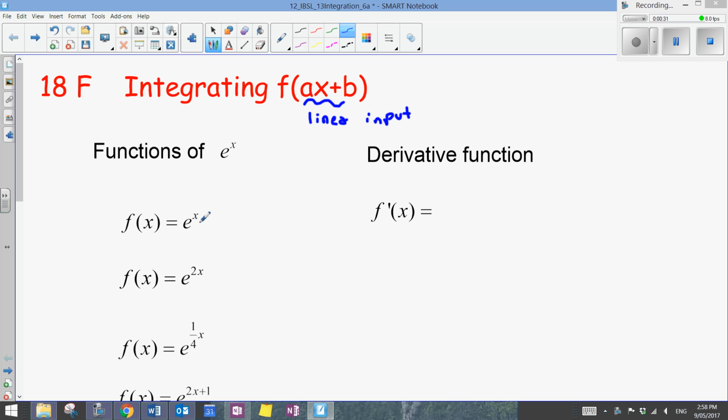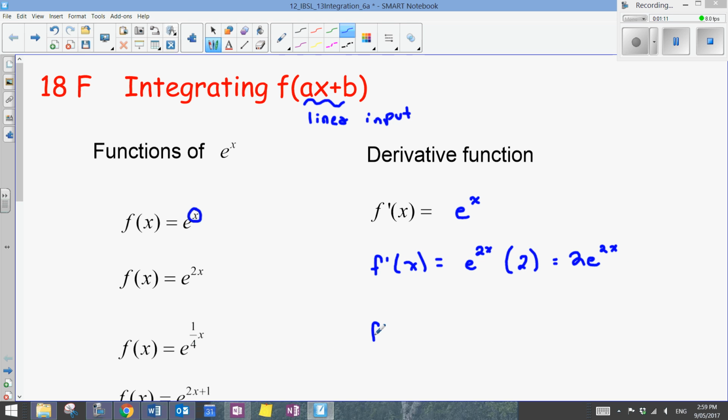So for example, our input into the function e to the x, so x is linear. It can be written as ax plus b, where a is your coefficient and b is just a constant. So when we take the derivative of e to the x, we get e to the x. If we have e to the 2x, so again, 2 is now your a value. Remember that when we took the derivative, we wound up using the chain rule. So we would use e to the 2x, and then we'd have to multiply by the derivative of the input, or the exponent in this case, which is 2. So we wind up with 2 e to the 2x as our derivative.